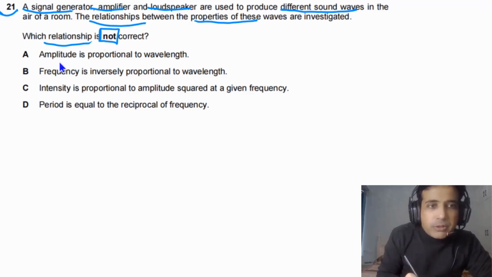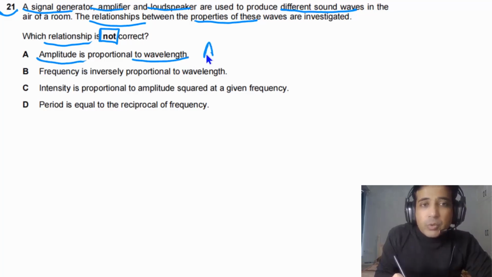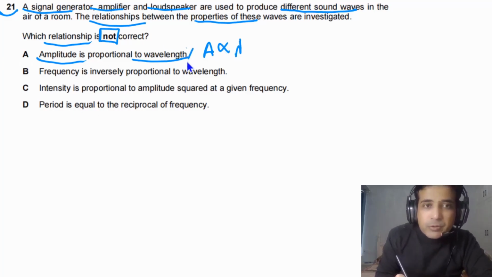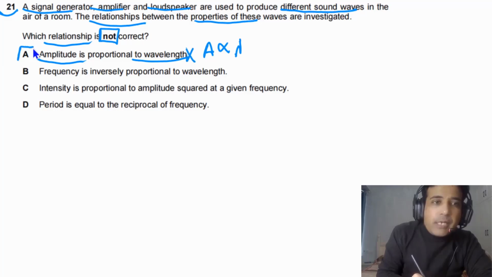If you look at option A, it is given to us that amplitude is proportional to wavelength, but there is no relationship between amplitude and wavelength. So it means this option is incorrect. So this one can be our answer.